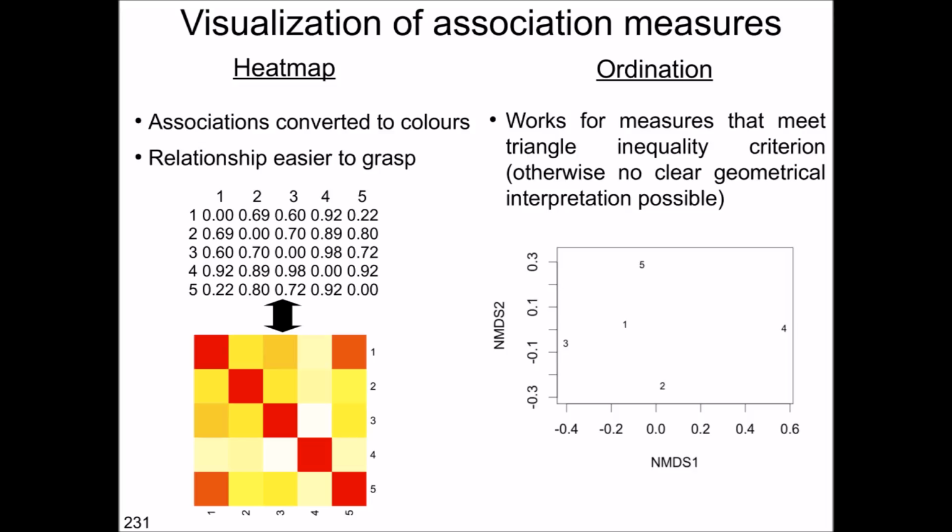Another method to evaluate the distance between sites is ordination. We have encountered ordination already, and that is something I've already mentioned before, especially if we have a measure that meets the triangle inequality criterion, because otherwise we have no clear geometrical interpretation of the distances that we see between sites. And here we have the example of a non-metric multidimensional scaling. It's a method that we will further discuss.